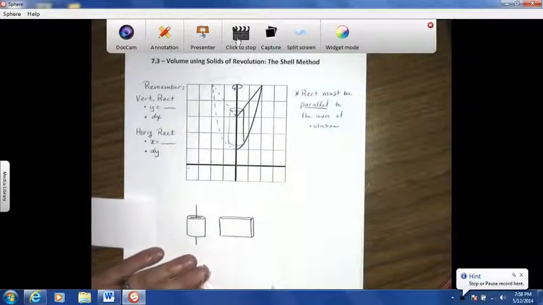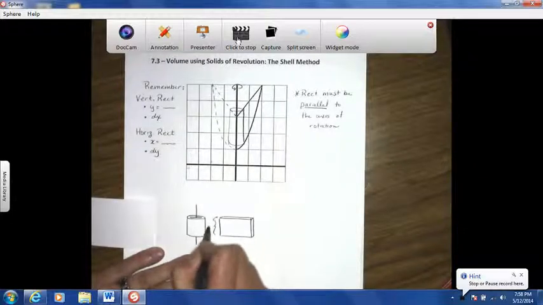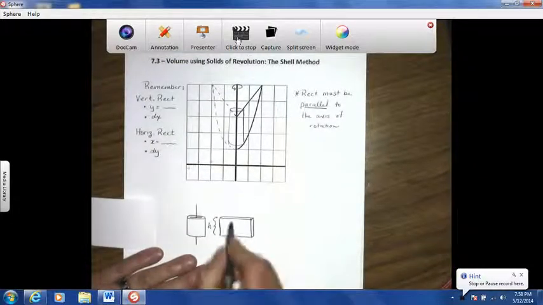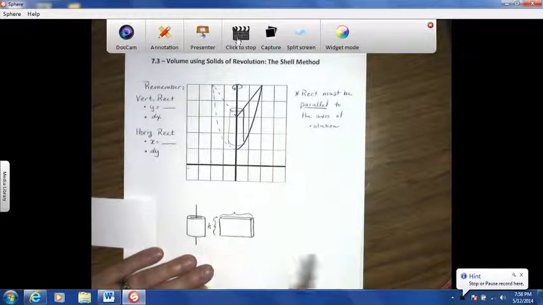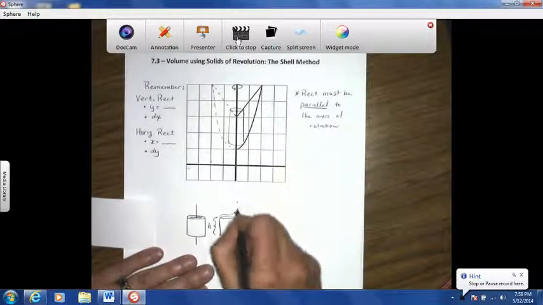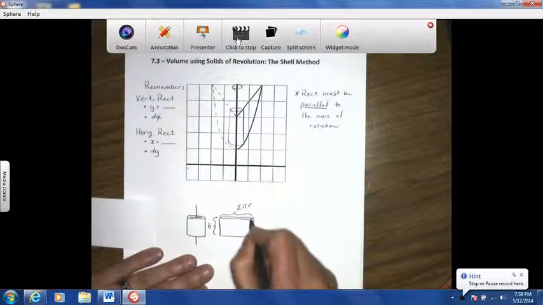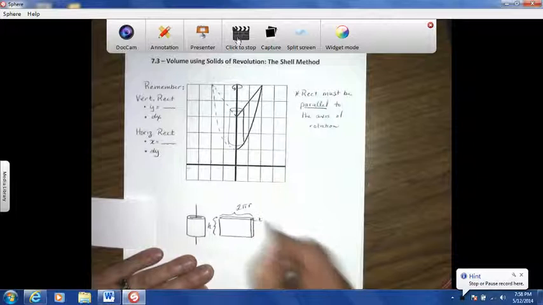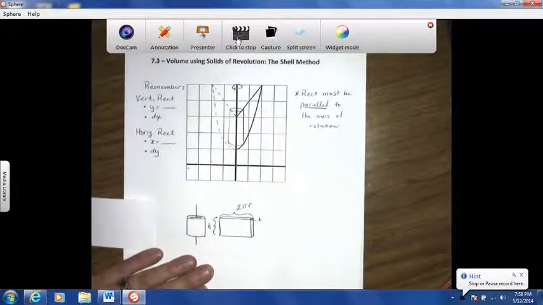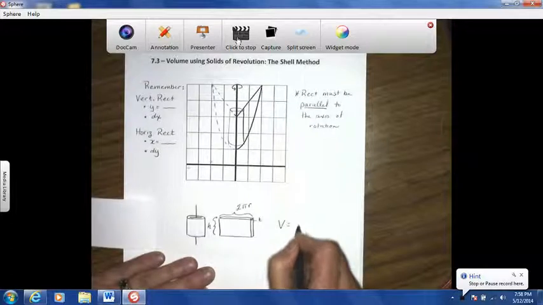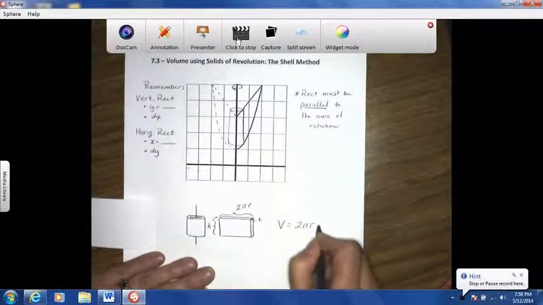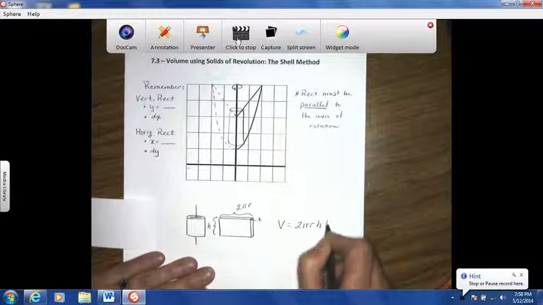So what I know is that this piece is going to be the height of the rectangle. This piece from here to here is actually going to be the circumference of the cylinder. So this is going to be 2 pi r, the circumference of a circle. And then the thickness, which is this little thin part right here, that thickness is either going to be the change in the x or the change in the y. So the volume of this really thin rectangle is going to be V equals 2 pi r times the height of the rectangle times the thickness.